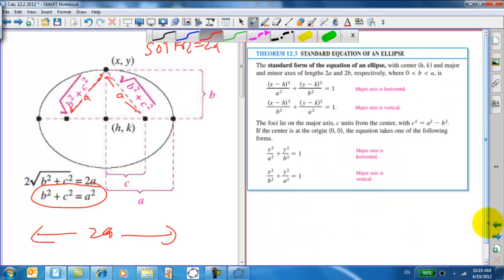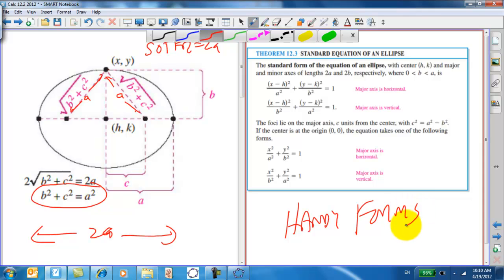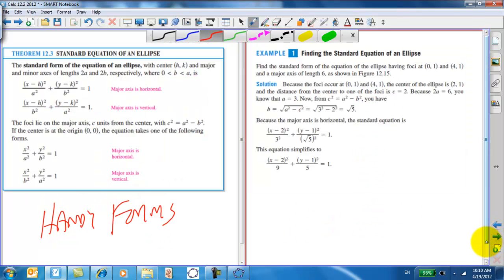Here's the standard equation of the ellipse, and this is available for you on the Handy Forms page. It does a summary of all the ellipses and all the conic sections. And (h, k) is the center, so that's the trick in doing these problems, is finding the standard equation of the ellipse.